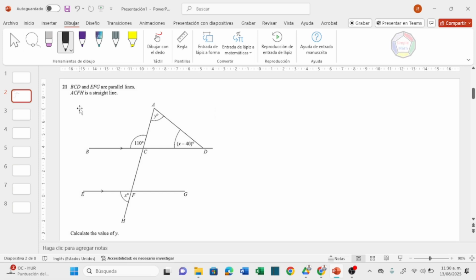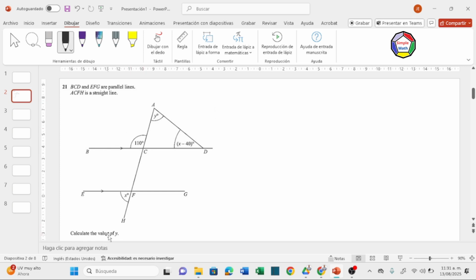The exercise says BCD and EFG. BCD is here, so this line, and EFG, that is a straight line, are parallel lines. So this line is parallel to this one. That means we can make alternate interior angles, alternate exterior angles, we can have supplementary angles, vertical angles, co-interior angles, and also corresponding angles, okay? So based on that, we will try to solve the question.